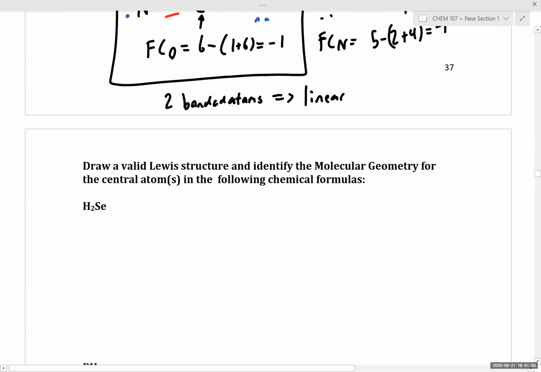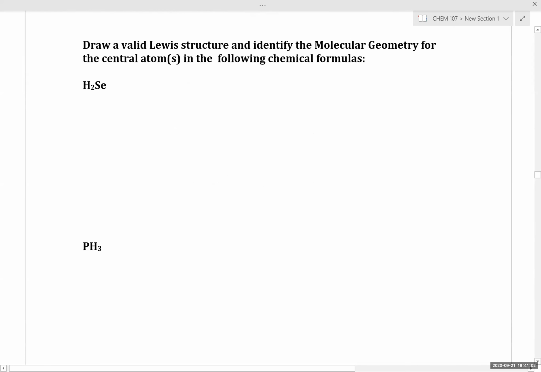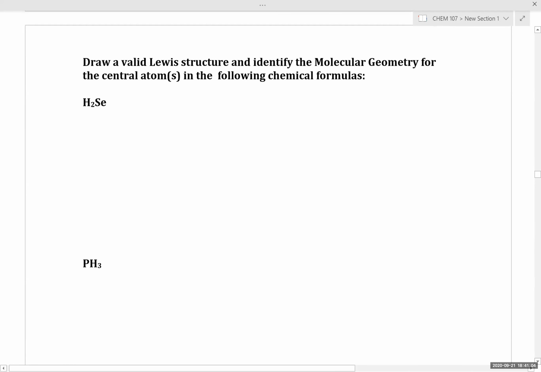We still have time for a few more examples. So I'd like you to try working on these next two examples. Let's spend about 6 to 7 minutes on these examples. Let's try to draw a valid Lewis structure and identify the molecular geometry for the central atoms in the following chemical formulas.